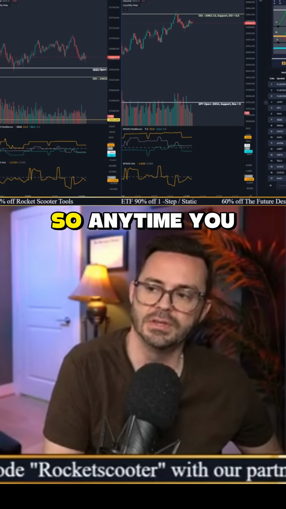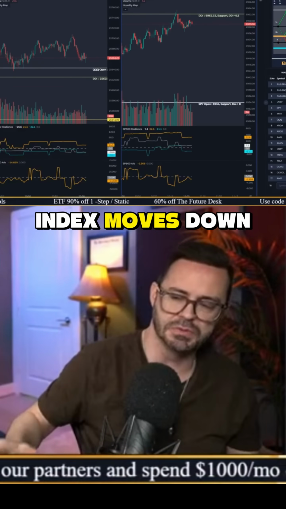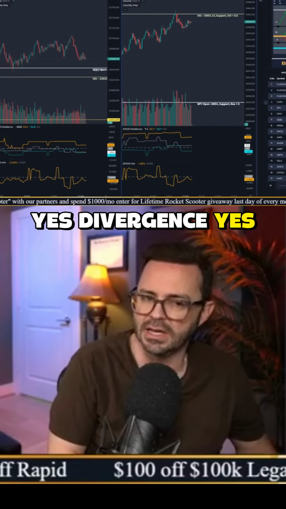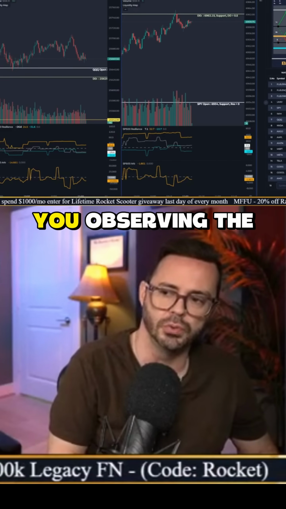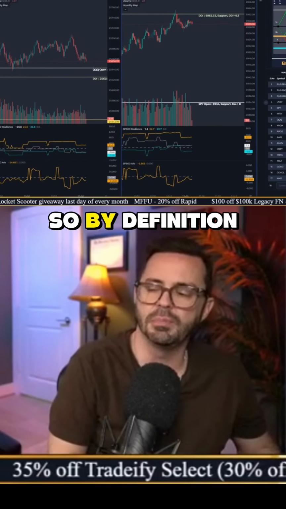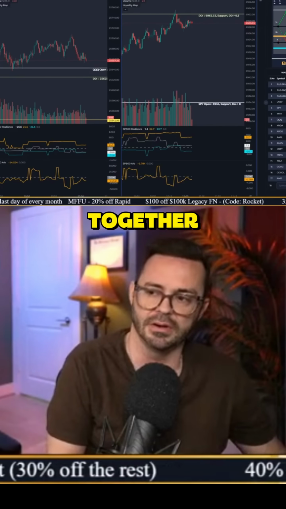Divergence is good. So anytime you notice the components move up and the index moves down, you've recognized an opportunity. Yes. Divergence, yes. But the indicator is not the leading part. The extra part is you observing the upper part of the chart, which is the index itself. So by definition, is there an indicator that does all of that together? Is my question.